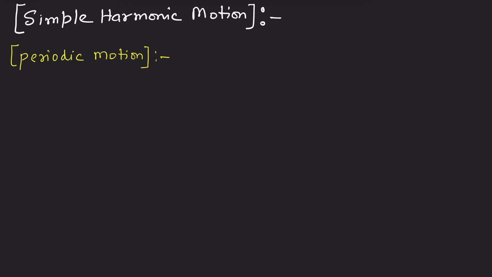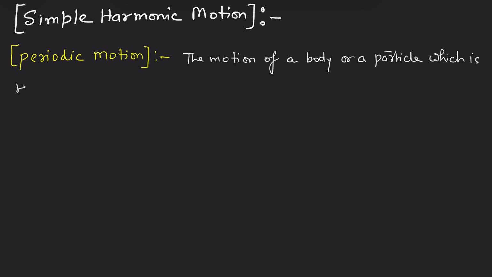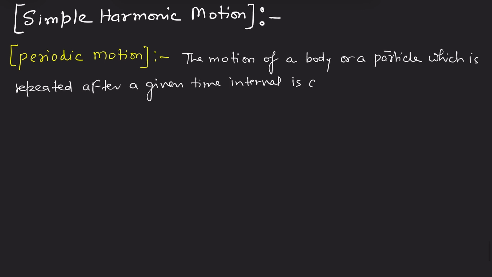So, guys, the periodic motion. If I talk about what is periodic motion, I can say like this: the motion of a body or a particle which is repeated after a given time interval is called periodic motion.